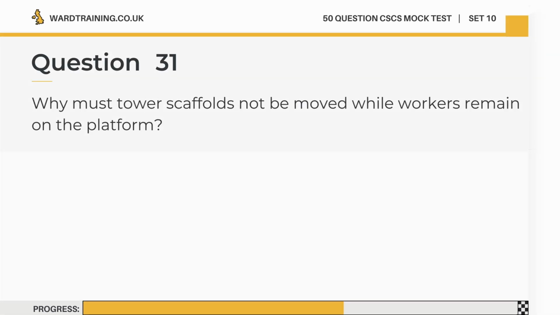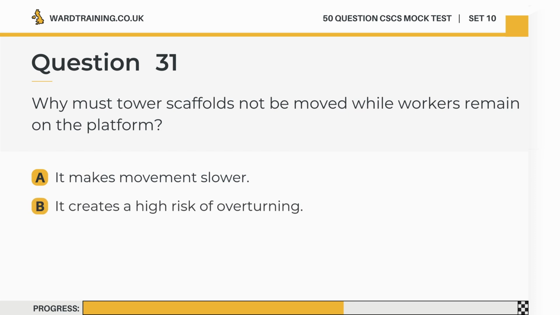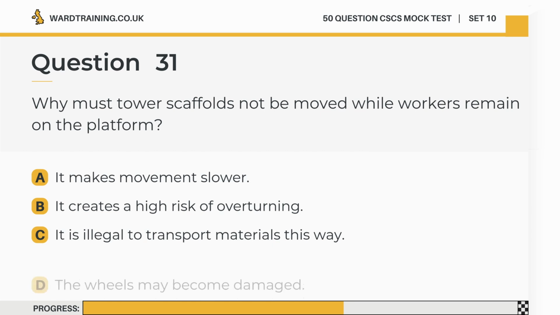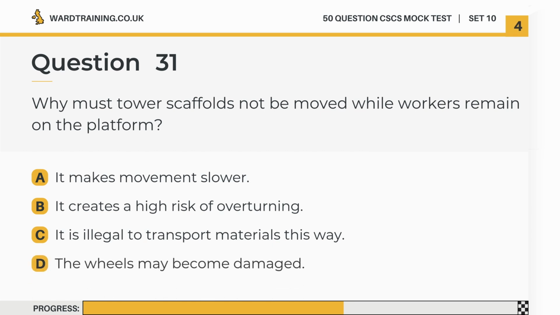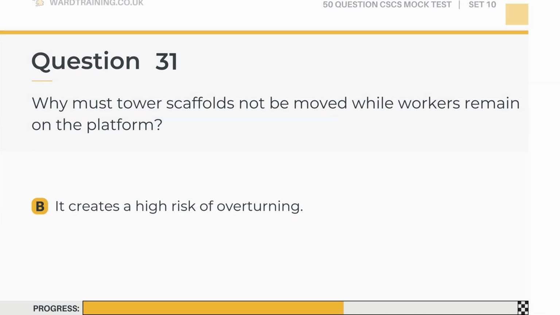Question 31. Why must tower scaffolds not be moved while workers remain on the platform? A. It makes movement slower. B. It creates a high risk of overturning. C. It is illegal to transport materials this way. D. The wheels may become damaged. The correct answer is B. It creates a high risk of overturning.